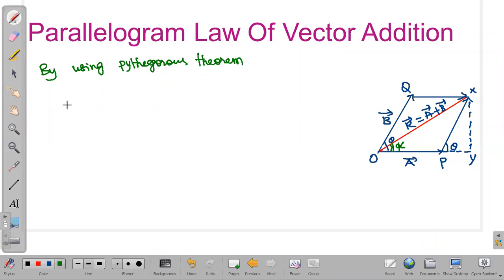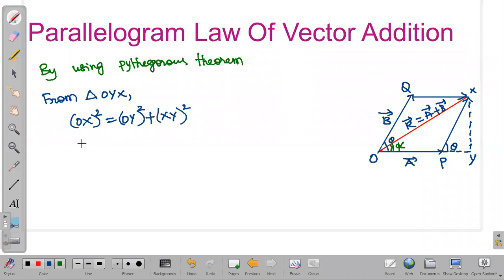What we can write: OX square is equal to, so from this triangle, I will mention the triangle also. Which triangle is that? OXY or OYX. What we can write is OX square is equal to OY square plus XY square. Hypotenuse square is equal to adjacent square plus opposite square.